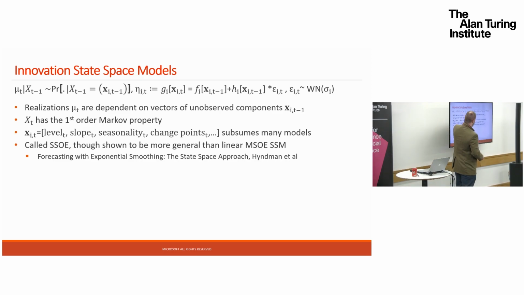This is just an innovation state space model. You'll notice maybe some non-standard notation. Usually this is a Y_t or an X_t, so bear with me, but conditional on the state vector here, X_t, mu_t, remember, we get samples of mu_t, right? So these are some realizations. And that depends on some probability distribution, conditional on my states.